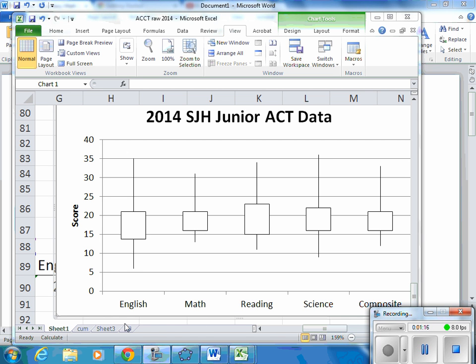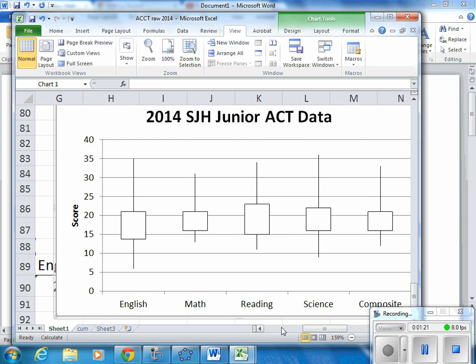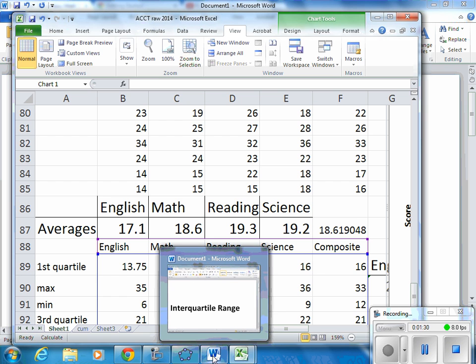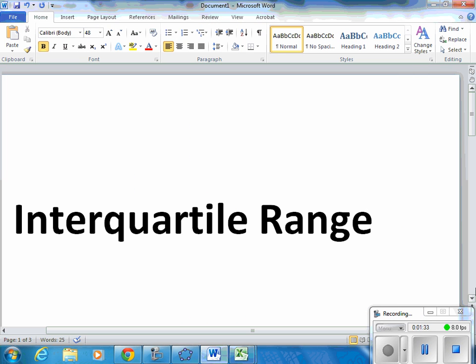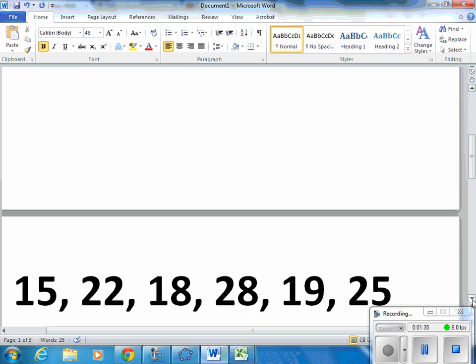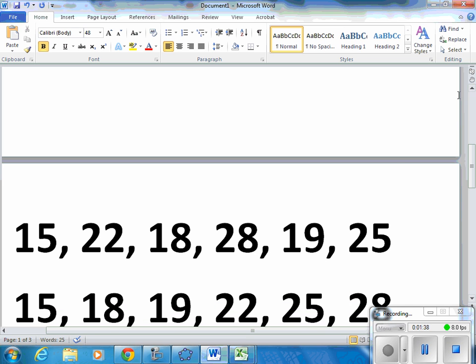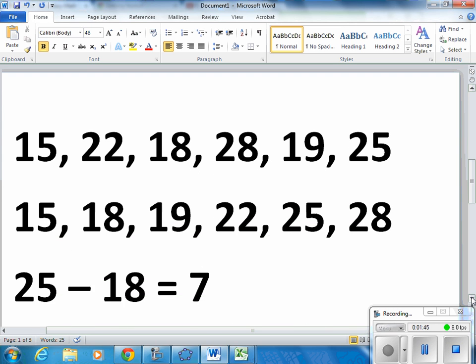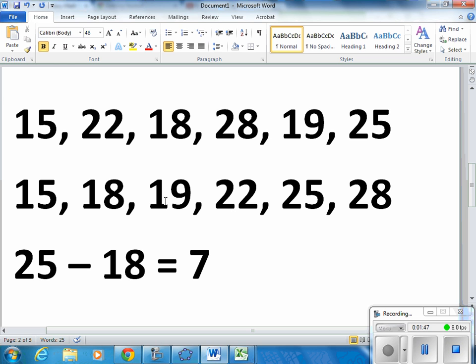This interquartile range could be calculated on the computer to calculate the quartiles. But to do it manually, let's use smaller sets of numbers. Like if we had 6 numbers, we would put them in order first. So in order, they are 15, 18, 19, 22, 25, and 28.